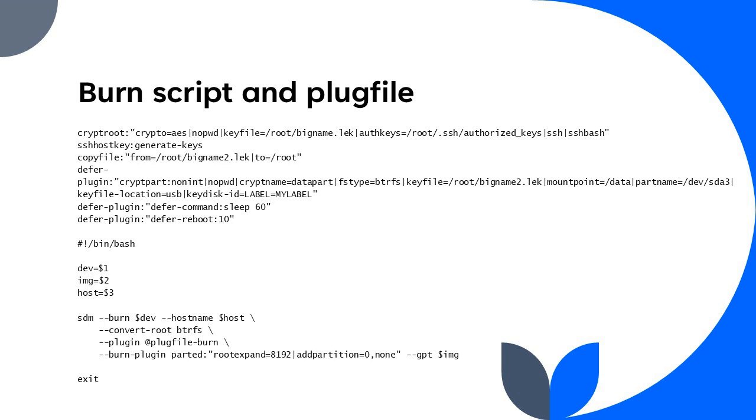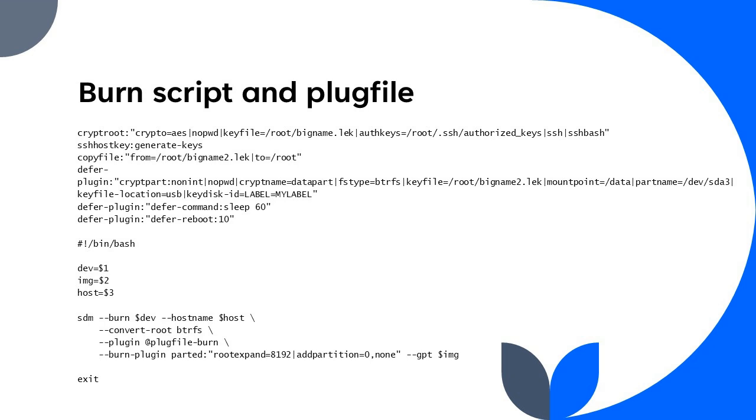The first plugin is the cryptroot plugin, which configures the system to enable the rootfs encryption process. I've also configured it to include passphrase unlock via SSH, although we won't be using that in this demo. And the cryptroot plugin and the cryptpart plugin are independent. Neither one requires the other.